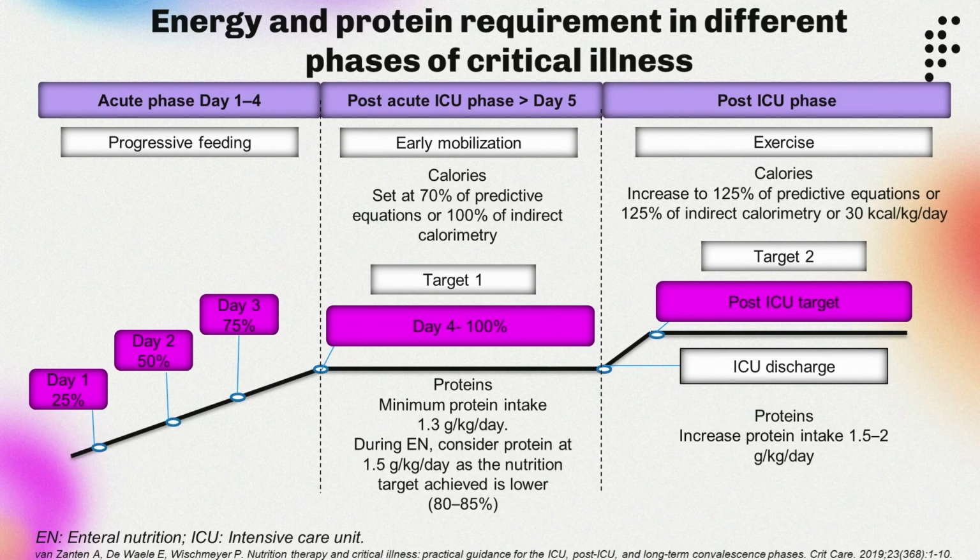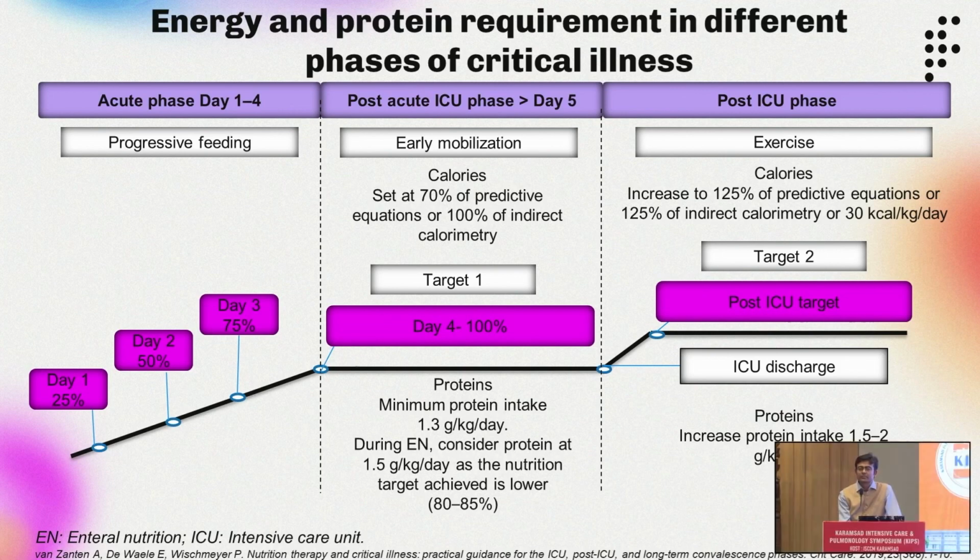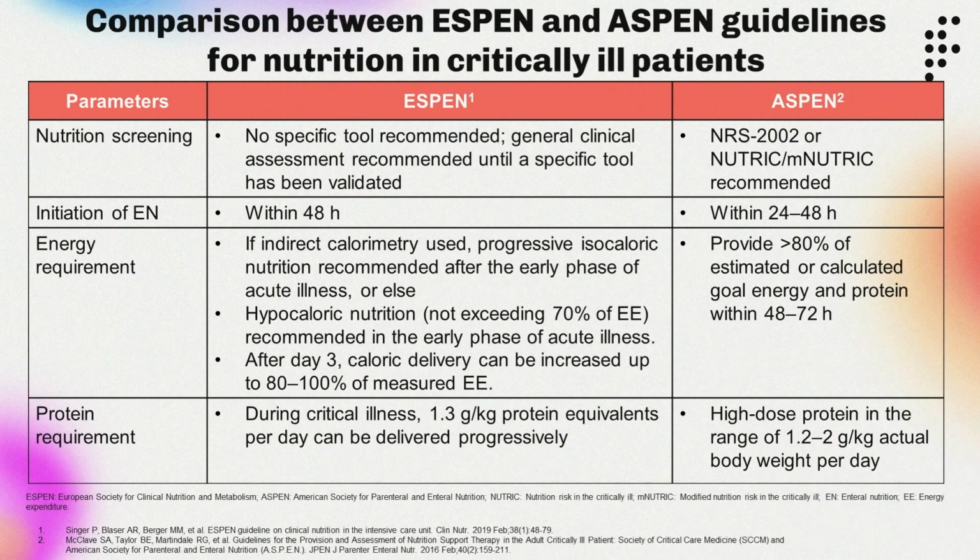And in the post-ICU phase, during the exercise phase, calories required increase to 125% of predictive equations or 125% of indirect calorimetry, or 30 kilocalorie per kilogram per day. Target 2 is the post-ICU target: at ICU discharge, protein increases, so it should be 1.5 to 2 gram per kilogram per day. So 1 gram, in the mid phase 1.5 gram, and in the discharge phase a little higher protein is required.